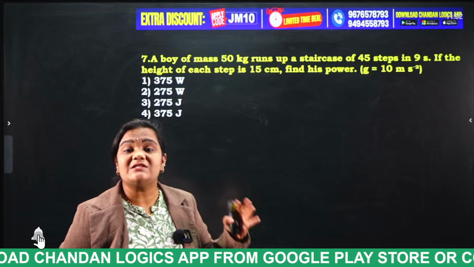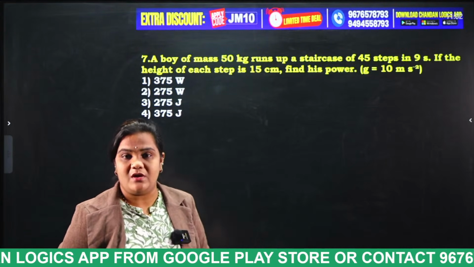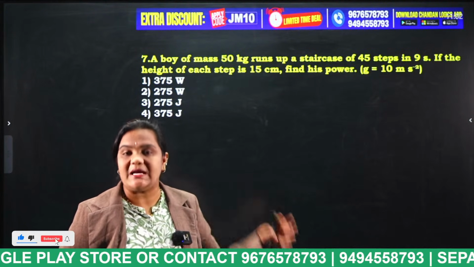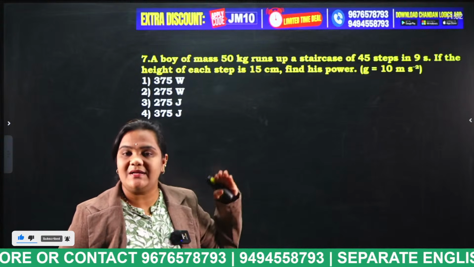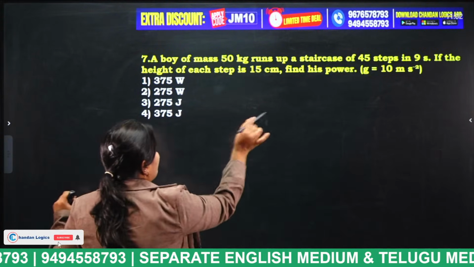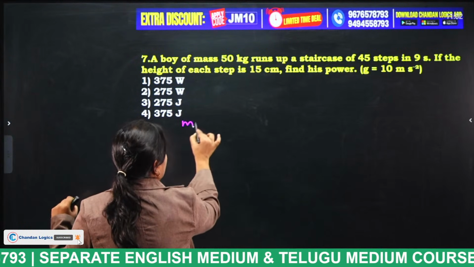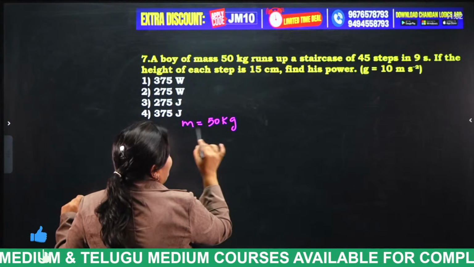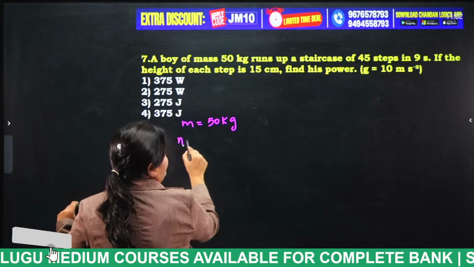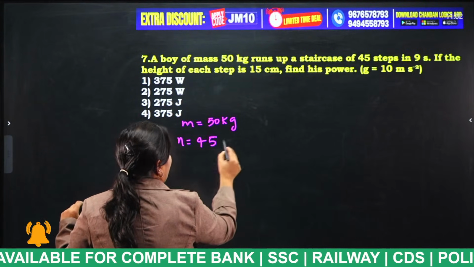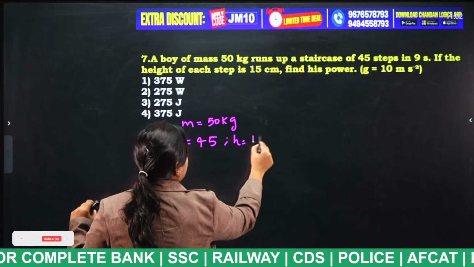So they are asking you to find the power first of all. At first we have to know what they are asking. So what might be the formula for the thing which they are asking? First write down the given values, students. M is equal to 50 kg. Next, number of steps, N is equal to 45. And height of each step is equal to 15 centimeters.